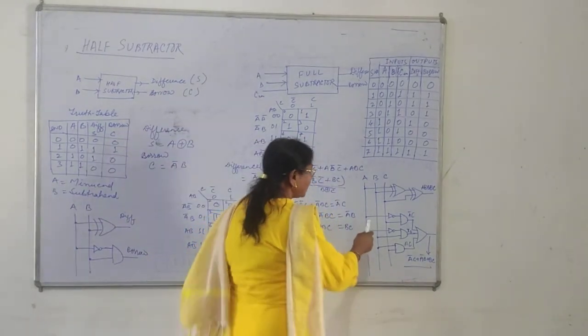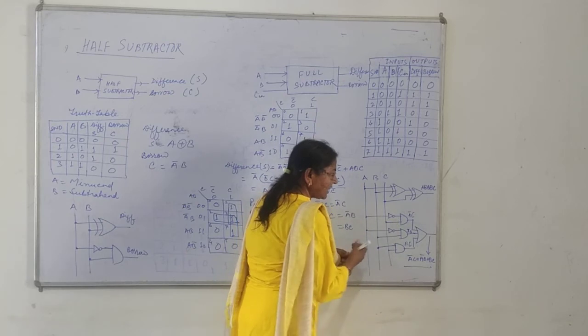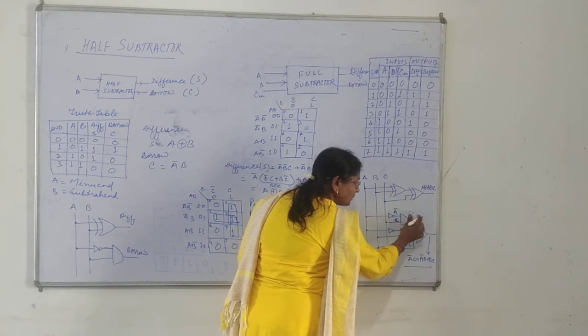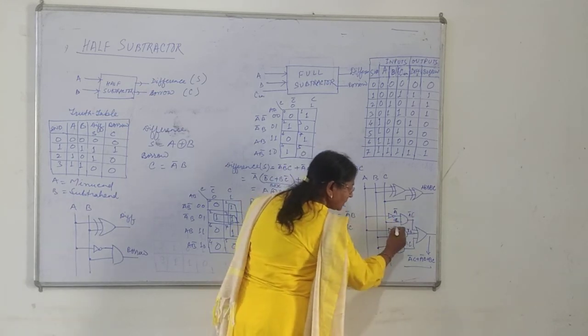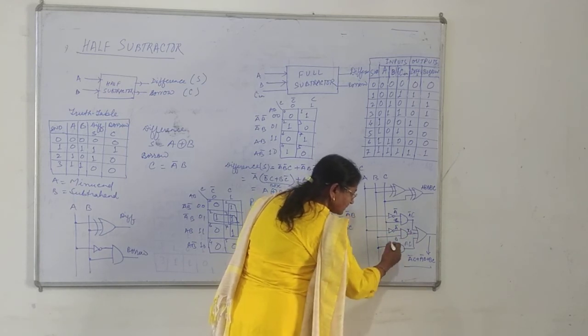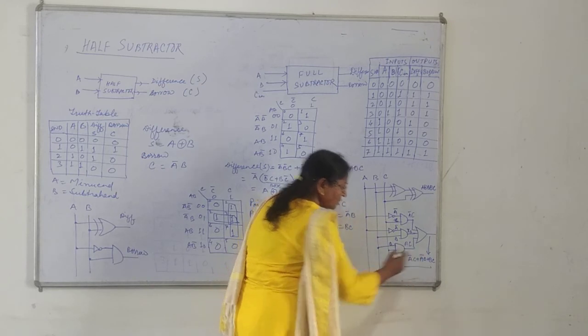Okay? So here I am giving you A bar. Here I have got the A bar. This one is the A bar and this one is B. This one is the C. This one is the C. So the output is A bar C. Here again I have got the A bar and this one is B. The output is A bar B. Here it is B and C, so the output is B C.